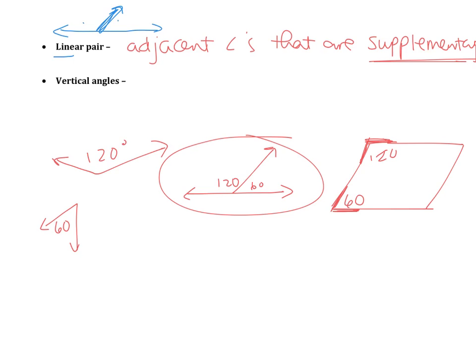Okay? They have to be sharing that one ray in order to make them linear. So, I want to make sure that you understand that idea. Okay? Questions with that? So, linear, big thing is they have to create a straight line. They're adjacent and supplementary. Okay? All right. Vertical. We kind of talked about this a little bit already.